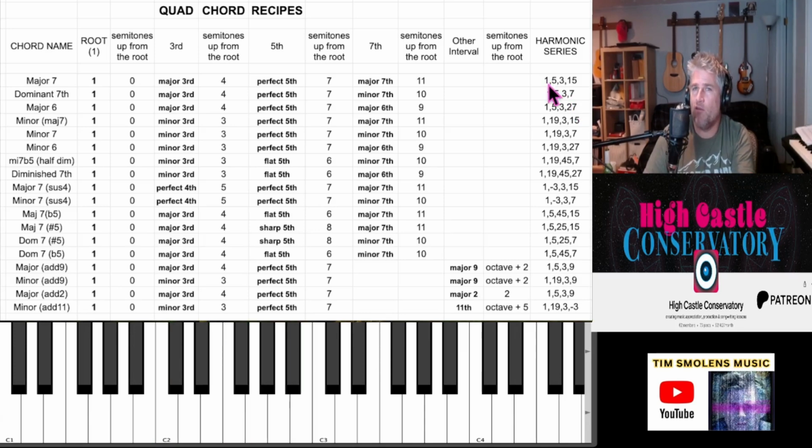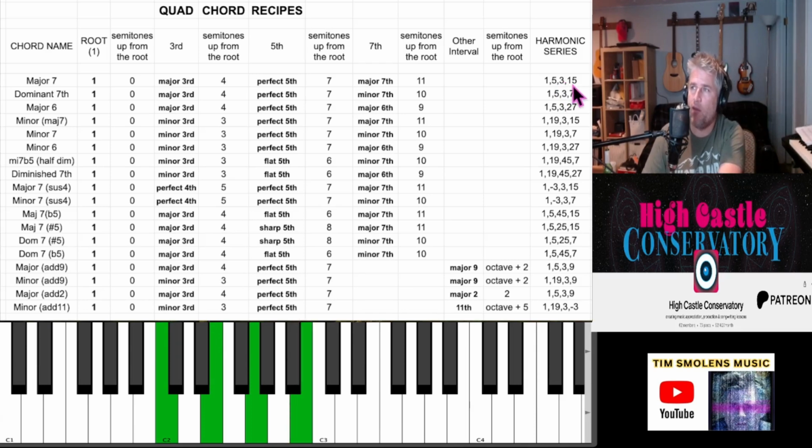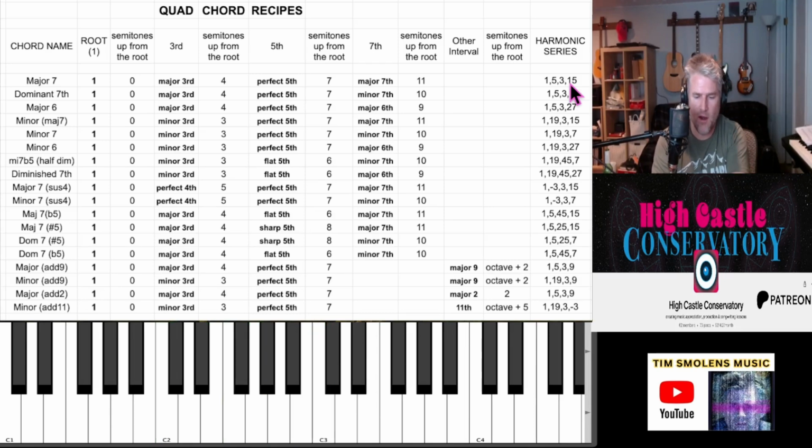I forgot to tell you, on the major 7th chord, it's 1, 5, 3, and then the 15th harmonic is the first time you have a major 7. And that's right before 16, which is another octave of 1.